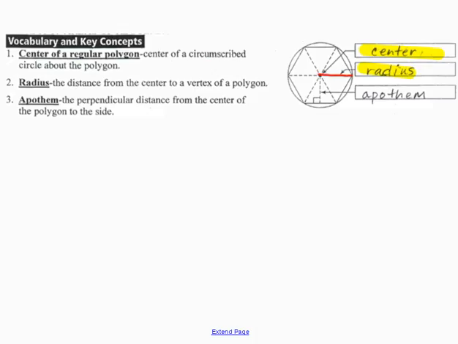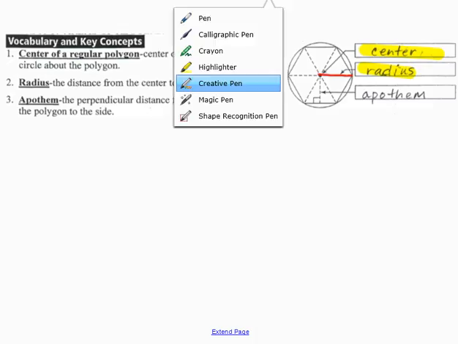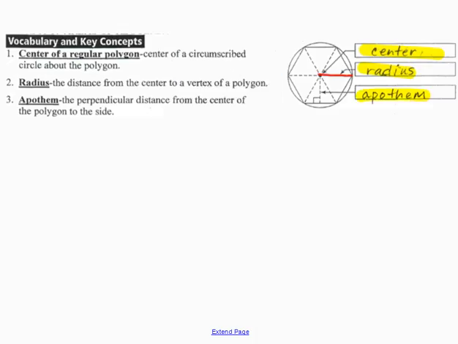Okay? And then we've got the apothem. And the apothem goes from the center to a side of the polygon, and it's a perpendicular line. So the radius goes to the point, to the vertex, and the apothem goes to the center of a side.